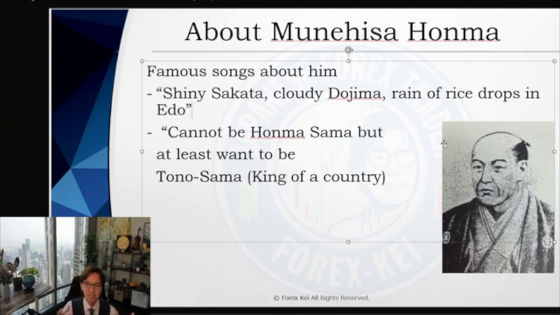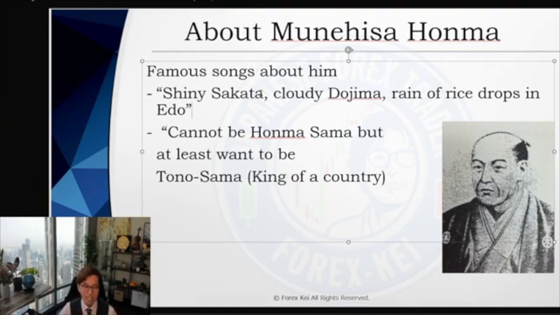So the rice that was collected from all over Japan once got together in Dojima, and then went to different regions. One of the biggest regions was Edo. So from Dojima, rice goes to Edo. That's like the rain of rice drops in Edo. So this is one of the famous songs. I never heard this song before, but according to the article in the library, it says like this.